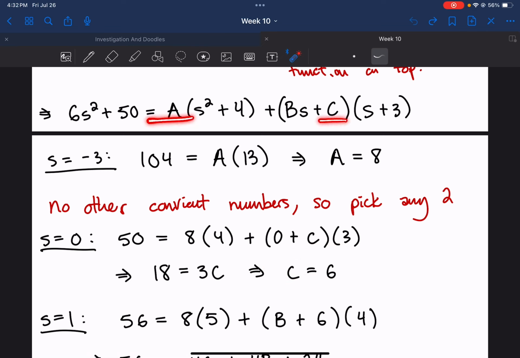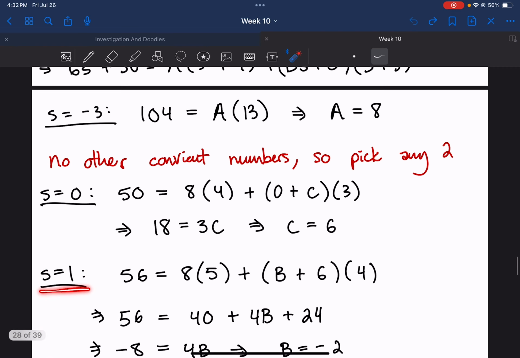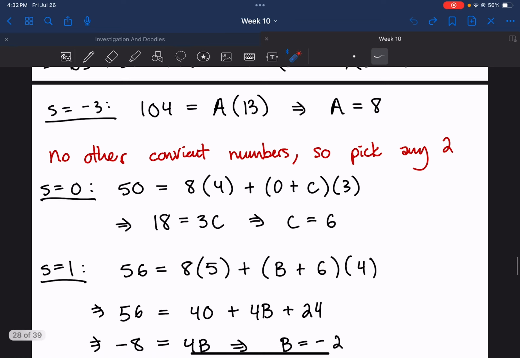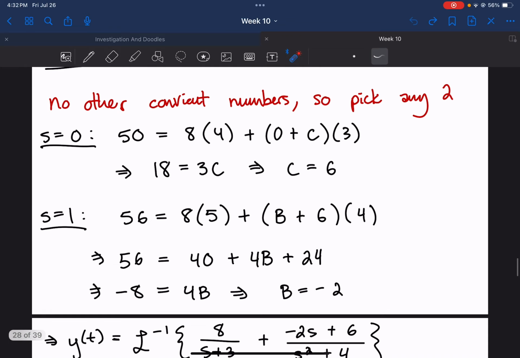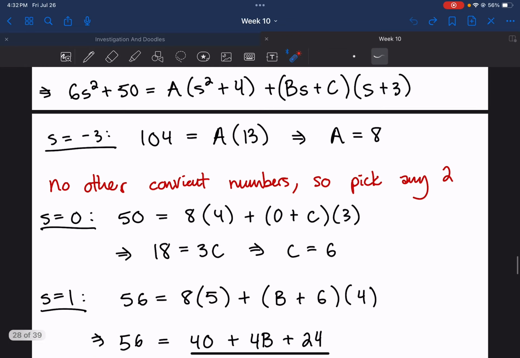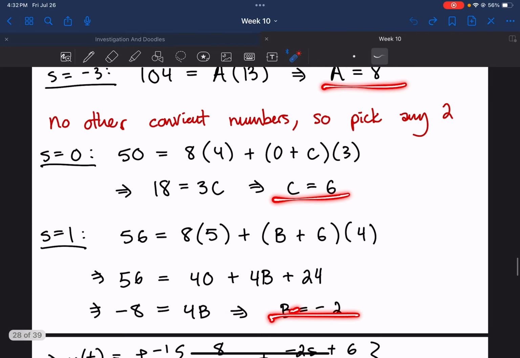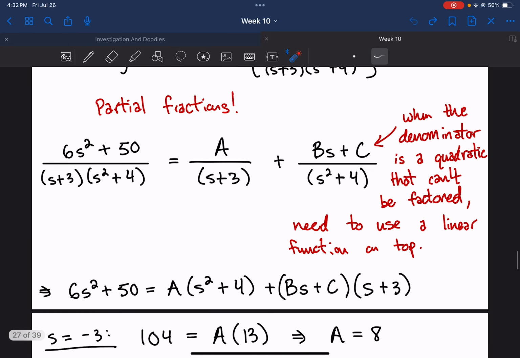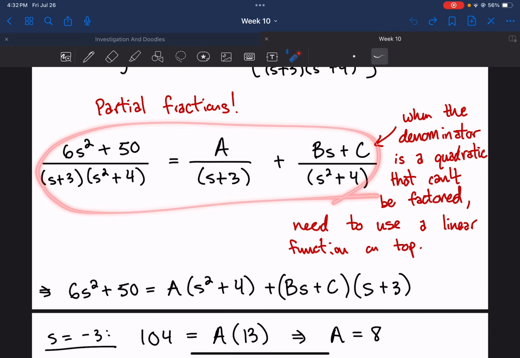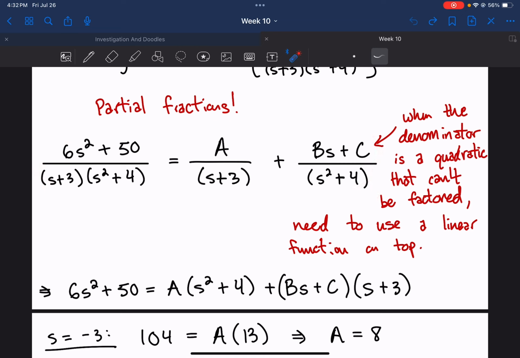I just need to find b, and I'm just going to pick another number. Pick any number. S equals 1 works. 56 equals 8 times 5 plus b plus 6, times 4. Solving it down gives b equals negative 2. I've now found a, b, and c. A, b, and c are now identified. So that means I have successfully run partial fractions on this left-hand side.